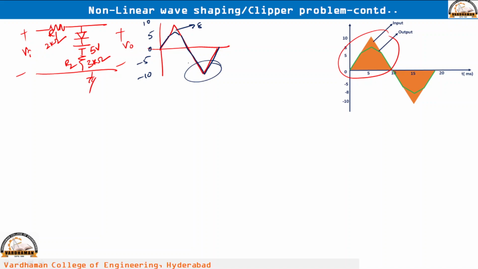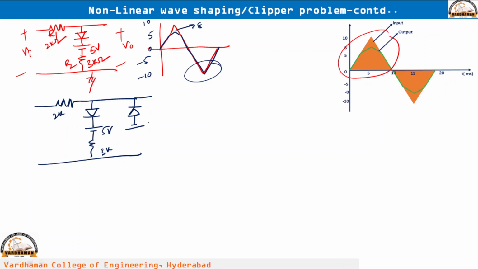When you have clipping below a certain reference voltage level, how do we take the diode? The diode we have to take like this. The already existing circuit I am drawing again, 5 volts and resistor 2K and this is 3K. For clipping below minus 5 volts, the N side is upside, and the reference voltage is minus 5 volts. So we have to reverse the terminals of the battery. If you observe, the slopes in the negative half cycle are the same as in the positive half cycle, so again the same resistors, 3K.